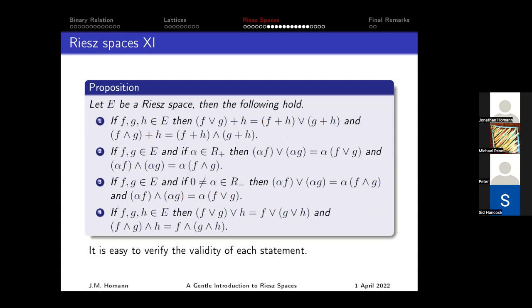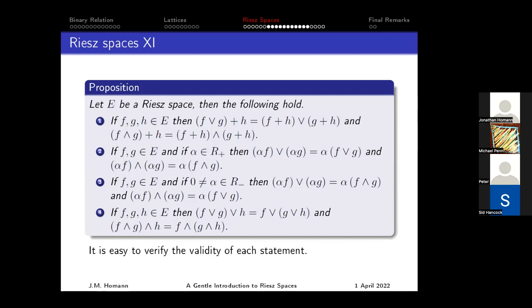So we'll say that if E is a Riesz space, then if f and g are in E, then f sup g plus h is equal to f plus h sup g plus h, and f inf g plus h is equal to f plus h inf g plus h. We'll say that if f and g are in E, and if alpha is a positive real number, then alpha f sup alpha g is equal to alpha times f sup g, and alpha f inf alpha g is equal to alpha times f inf g. Then we'll say if f and g are in E, and if alpha is a strictly negative real number, then alpha f sup alpha g is equal to alpha times f inf g. So here the order changes since alpha is strictly negative.